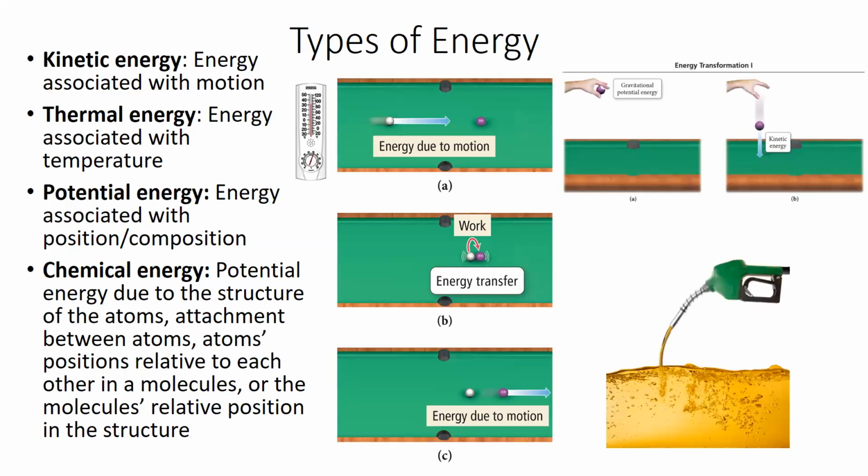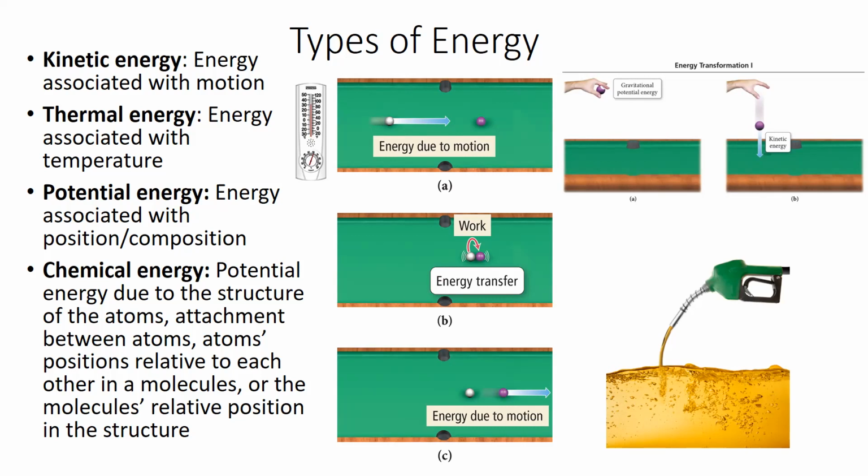We have 4 different types of energy that we're mainly focused on. It's really only 3 types of energy. Actually, it's only 2 types of energy, but we're just expanding our definitions a little bit. So we have kinetic energy, that's energy of motion. We have thermal energy, energy due to temperature difference, or energy of temperature rather. Potential energy, energy of position or composition, and chemical energy, which is potential energy due to bonds.